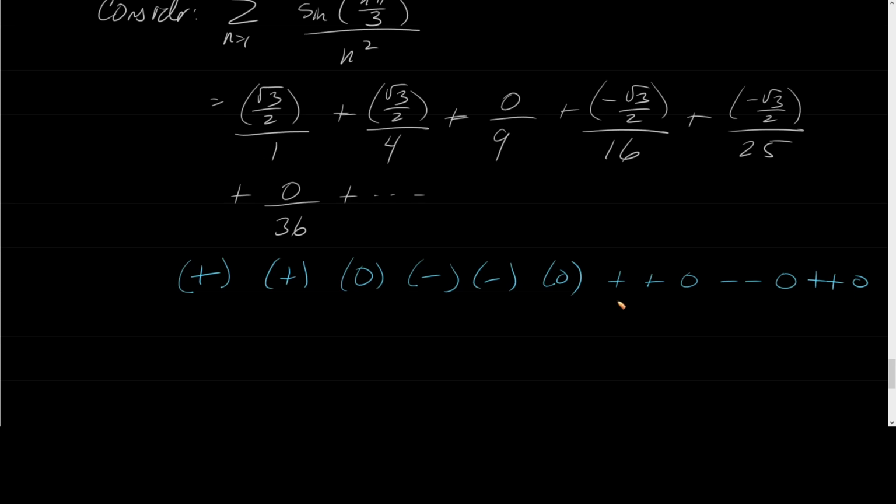The idea here is that we have positive terms and negative terms. We also happen to have some 0 terms, but those 0 terms are inconsequential here. But this is not an alternating series, because it's not going from positive to negative to positive to negative forever. But that doesn't mean that we can't figure out what this is doing.